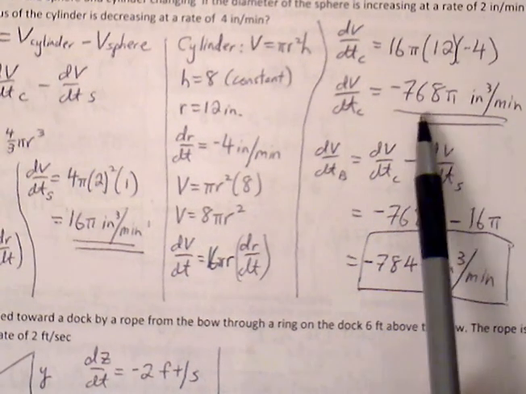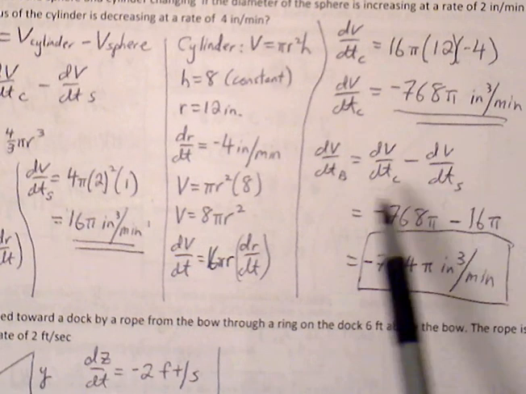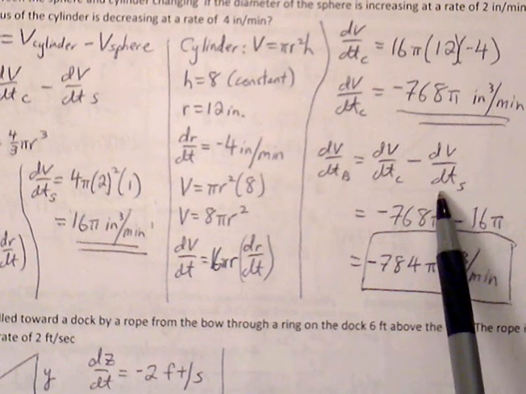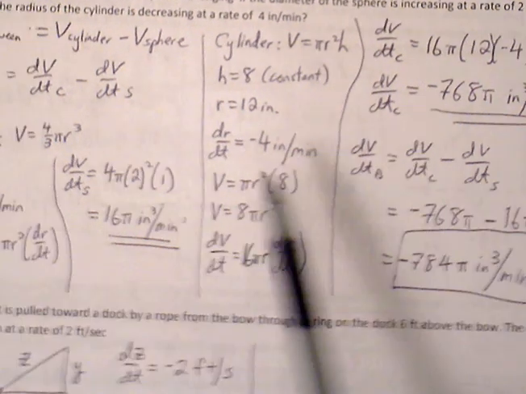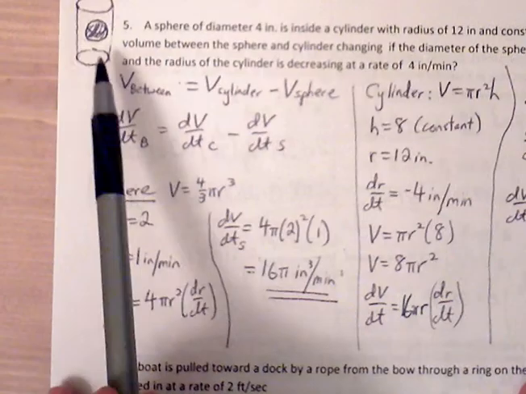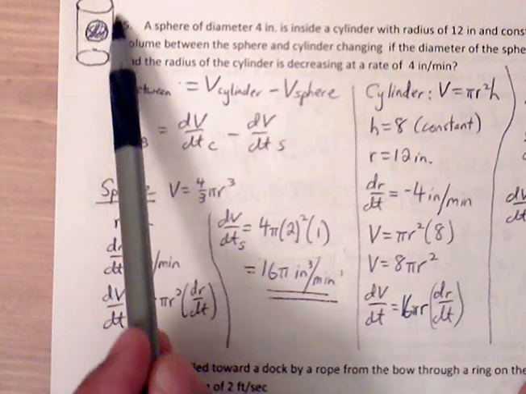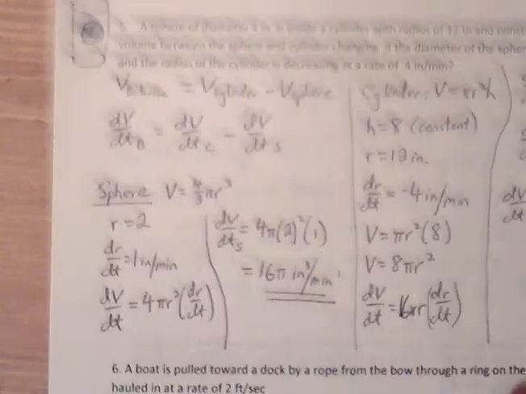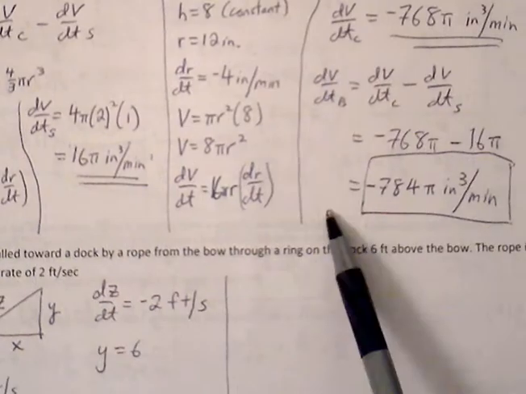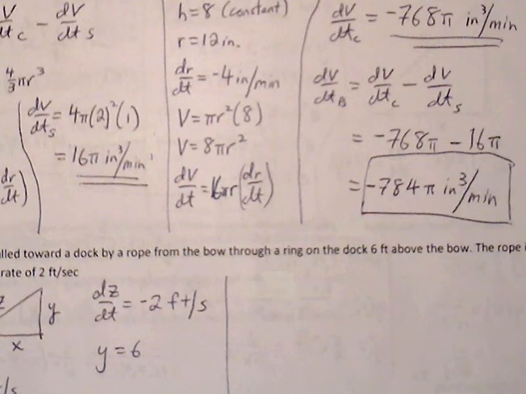So we have dV/dt for the cylinder. We have dV/dt for the sphere. We can simply subtract those two, and that'll get us the rate of change of the volume of this region that sits between what's inside the cylinder but outside the sphere. Okay, so it's negative 784 pi cubic inches per minute.